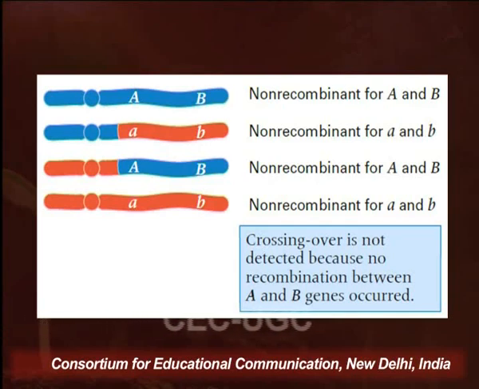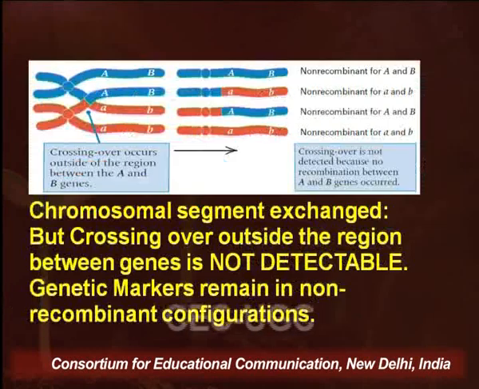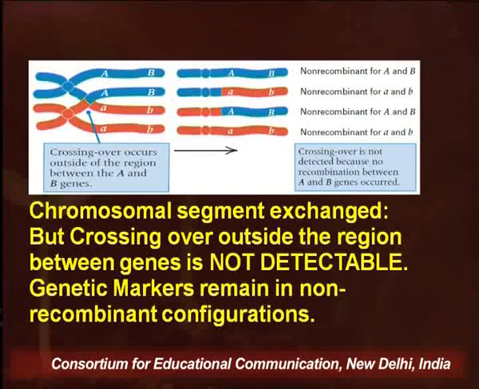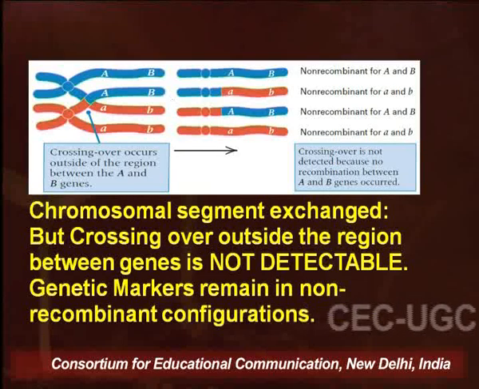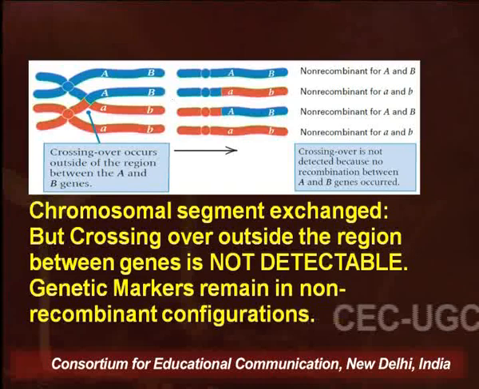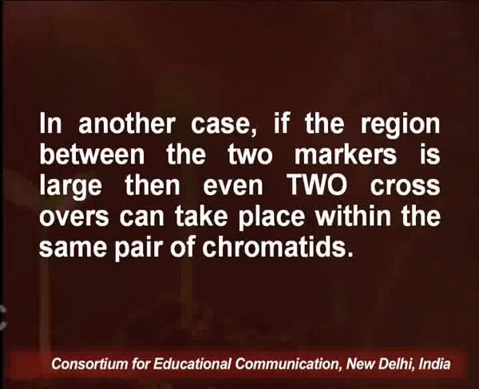Now, do we say that crossing over has not taken place? It has taken place, but it has not been able to detect any recombination because it did not include the marker at all. So, that means if the crossing over is outside the region, it is not detectable. It will be detectable only when the crossing over takes place between the genes. If it is not detected, then the genetic markers will remain in a non-recombinant case.